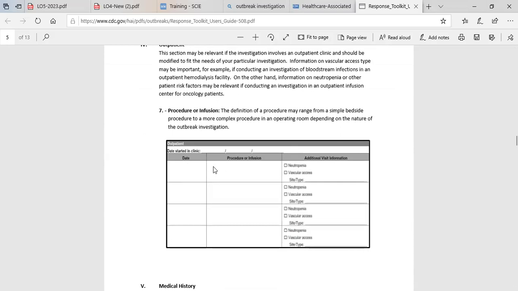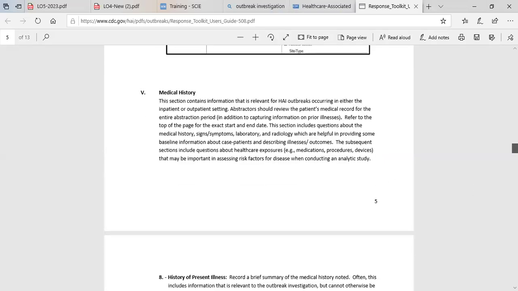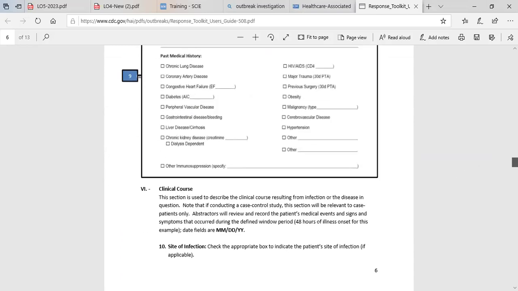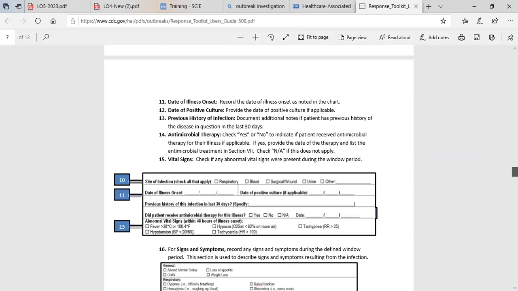So the date started, whether they started in the hospital, procedures of infusion, whatever's included, and additional visit information can be there. Medical histories are taken in a very good form. So you can use these forms to keep yourself updated with every case.